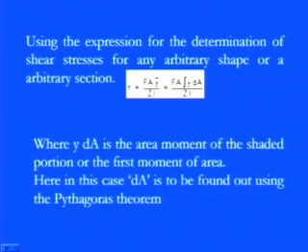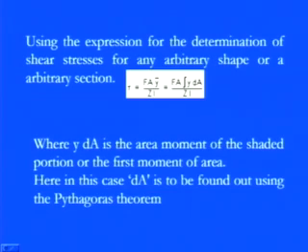So here, just by describing those things, now y bar is simply replaced by the integration of y into dA as usual divided by Iz, where y into dA is the area moment of the shaded portion, or we can say, as usual, the first moment of area. Hence in this case, the dA is the main thing for the shaded portion of the area.